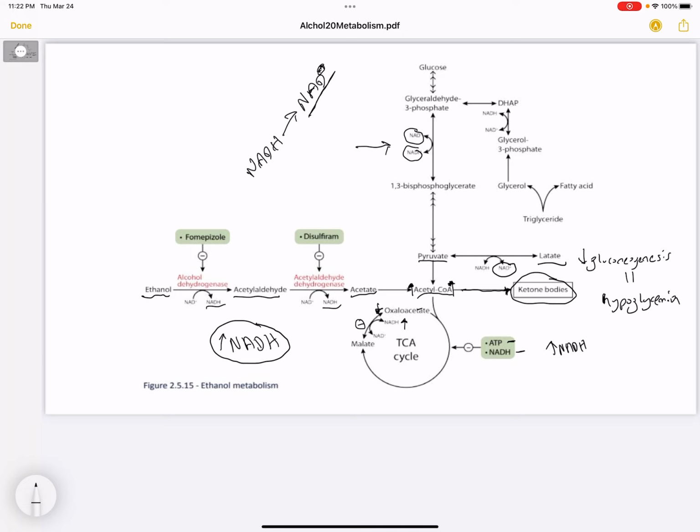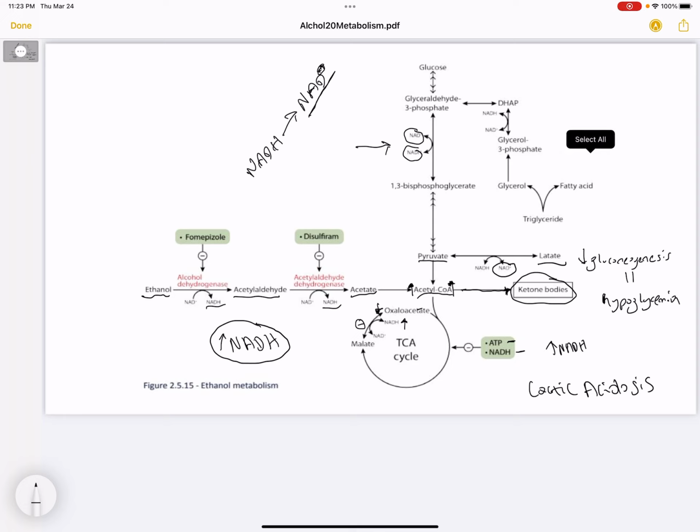And if we have excessive amounts of lactate, then we could also get lactic acidosis. That's another form of metabolic acidosis. And this is also something that we find in alcoholics.